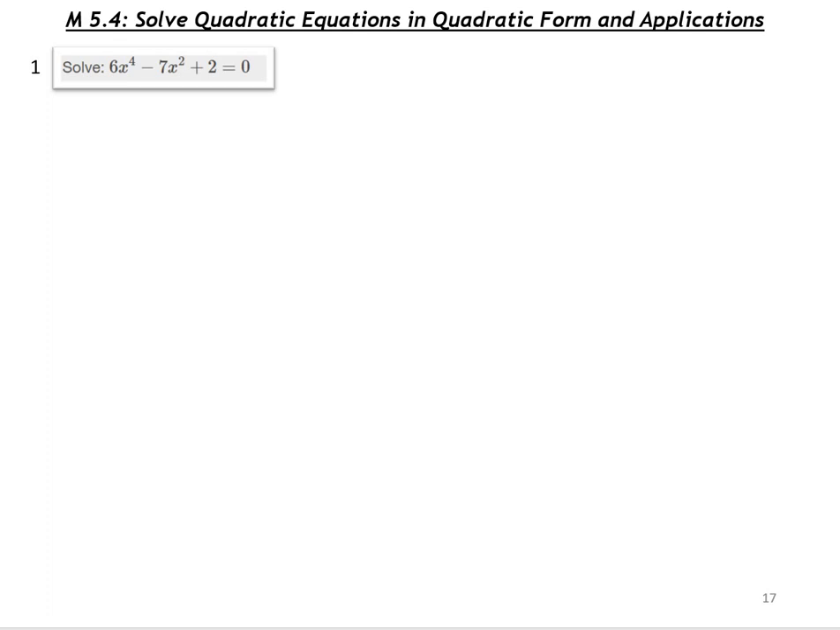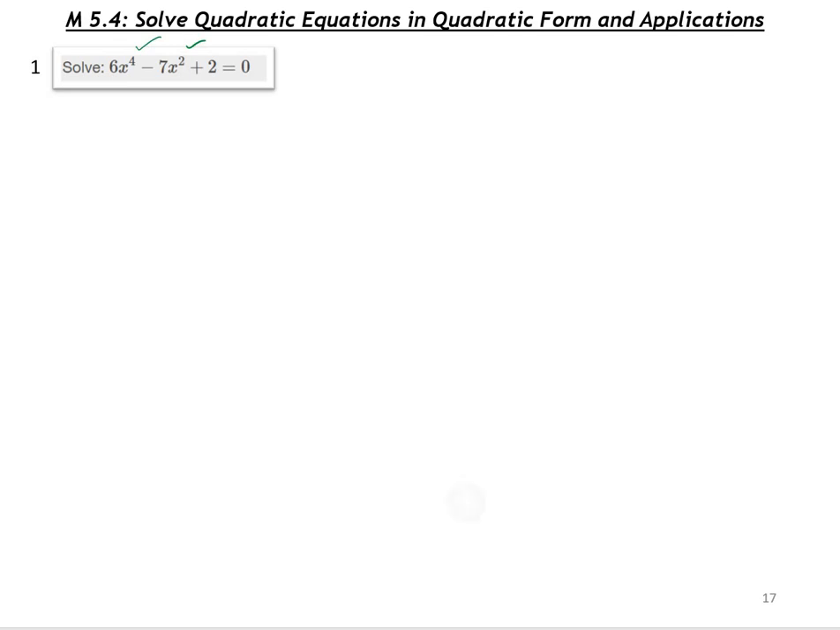So in this case, look at this one. This is not a quadratic equation. The degree of the highest term is 4, and the second term is x squared. But if we make a substitution for the variable, we can convert that into a quadratic.